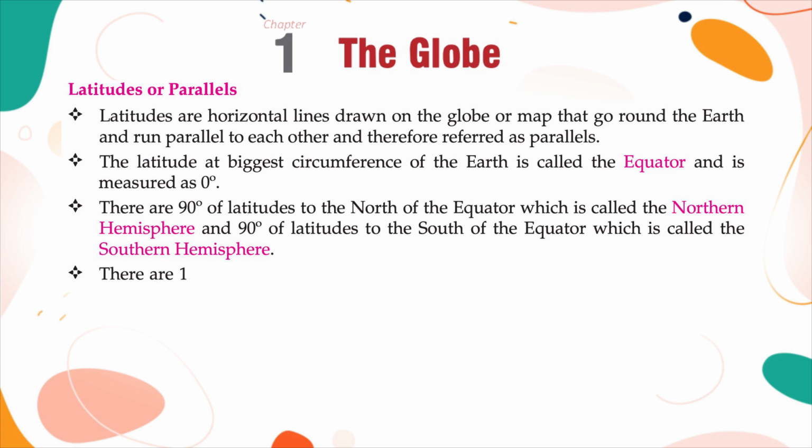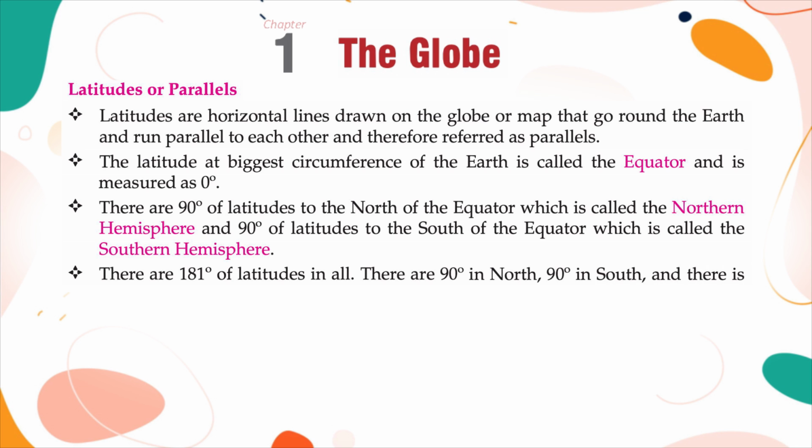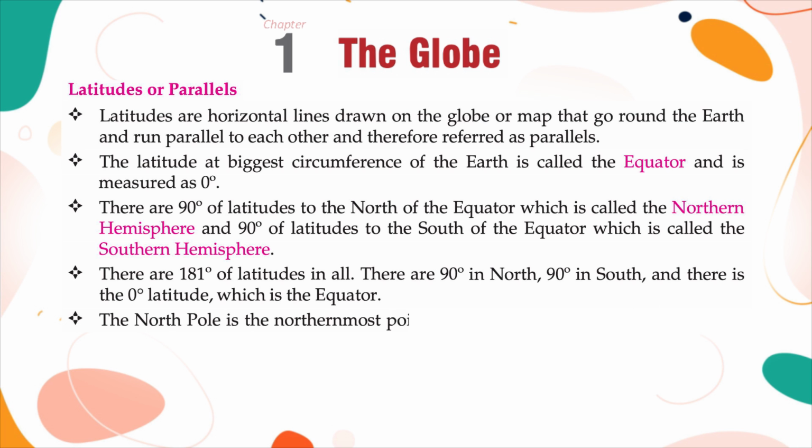There are 181 degrees of latitudes in all. There are 90 degrees in north, 90 degrees in south, and there is the 0 degrees latitude, which is the equator. The North Pole is the northernmost point on the Earth.